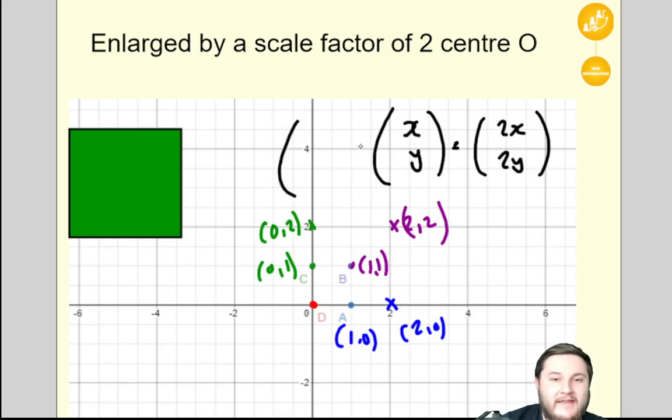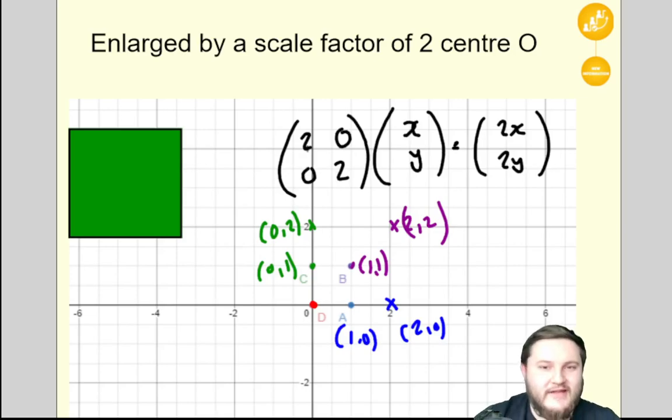Well, how are we going to get this? What matrix is going to give us this transformation? Well, it's got to be 2 here, because 2 times x is 2x. But then you want a 0 there, because 0 times y is 0, because you don't want anything else in this top box. And then it's got to be 0, 2, which 0 times x is 0, 2 times y is 2y.